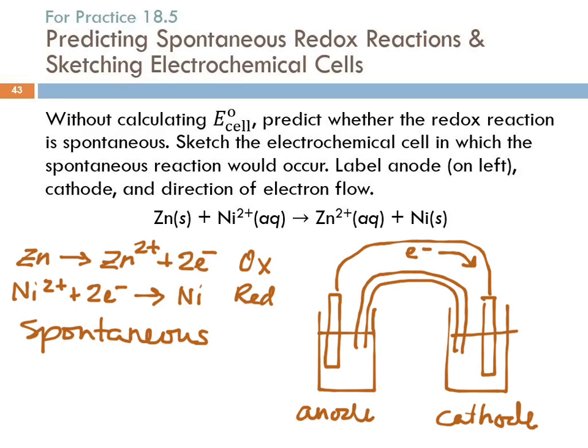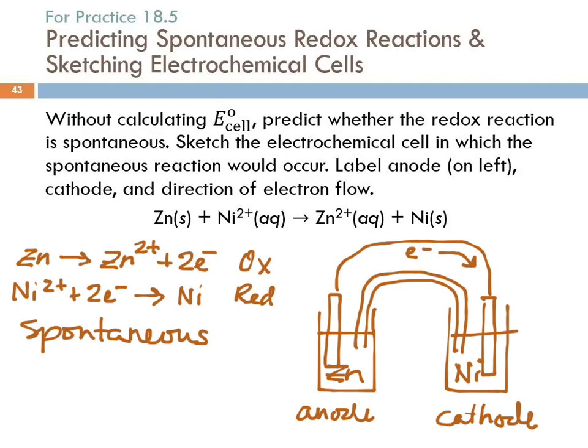And then we need to label which is which. Which is this, nickel or zinc? It's going to be the zinc. Oxidation occurs at the anode, reduction occurs at the cathode. So this is the zinc half cell, and this is the nickel half cell. Because the spontaneous reduction occurs at the cathode. Red cat: reduction, cathode.